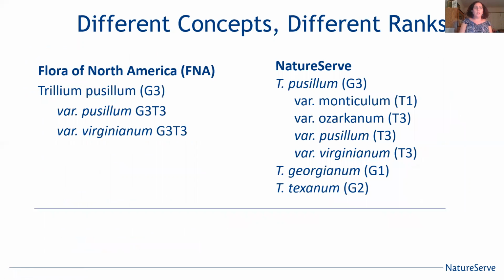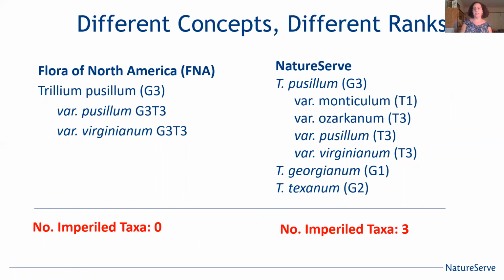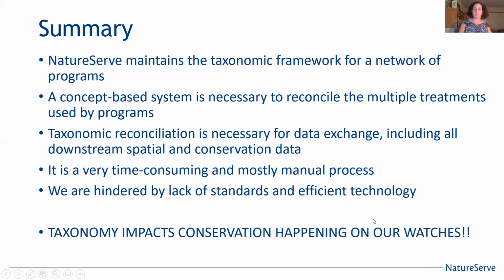So the point that I really want to drive home is that the different concepts that we follow result in different conservation ranks. And this is absolutely important if you are a land manager trying to figure out what to do with the species on your lands. So when we look at the Flora of North America treatment, there are no imperiled taxa at all. But the current NatureServe treatment has 3 imperiled taxa: georgianum, texanum, and variety monticulum.